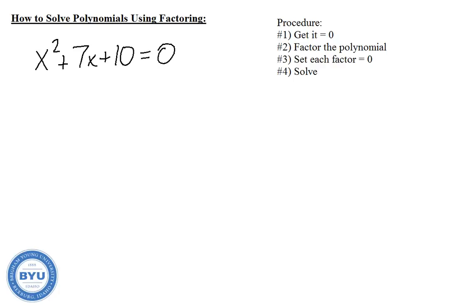Welcome to this video on how to solve polynomials using factoring. So here we have a polynomial, x squared plus 7x plus 10 equals 0. And I want to know when this equals 0.